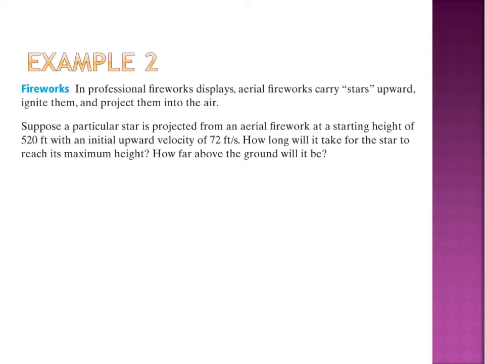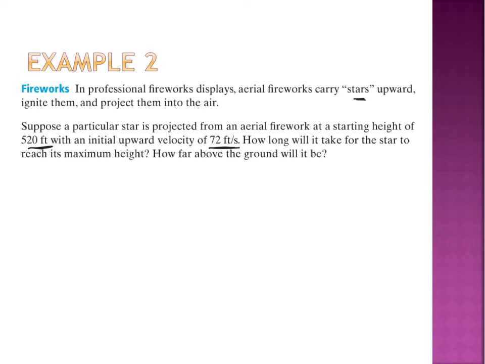Now for example 2, it says in professional fireworks displays, aerial fireworks carry stars upward to ignite, and then they project them into the air. Suppose a particular star is projected from an aerial firework at a starting height of 520 feet with an upward velocity of 72 feet per second. How long will it take for the star to reach its maximum height, and how far above the ground will it be?